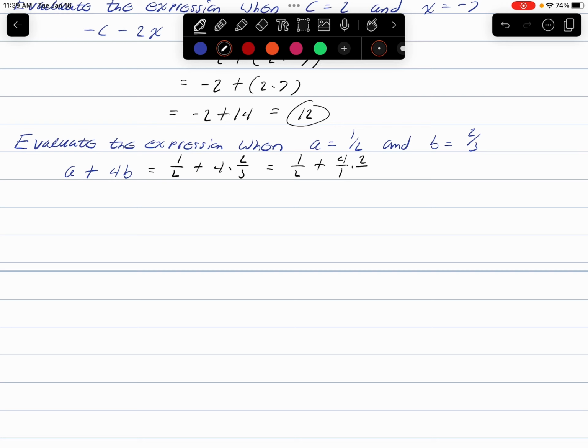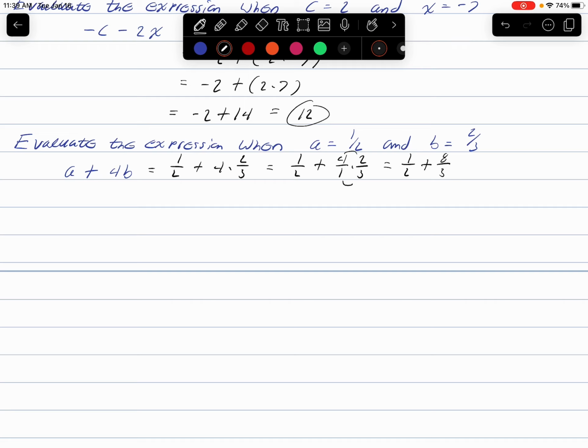So we know we're able to rewrite this as 1/2 plus 4/1 times 2/3. And doing our order of operations here, we know we have to do multiplication first. So this is going to become 1/2 plus, if we do straight across here, 4 times 2 and 3 times 1, we're going to get 8/3. Okay.